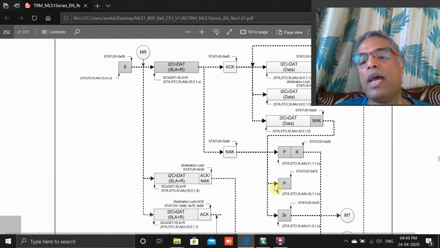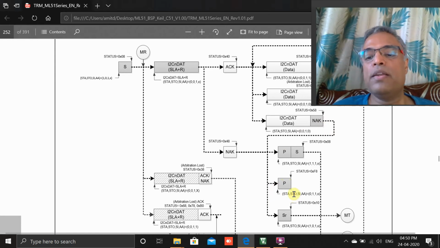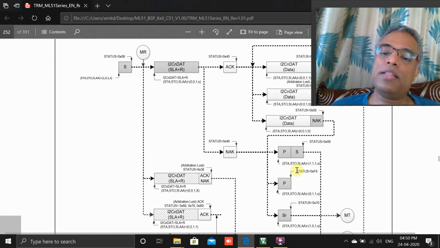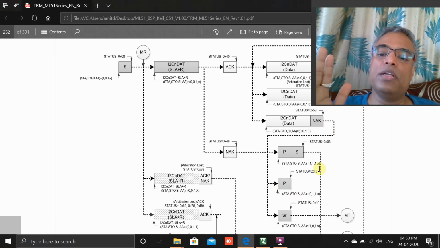So here at this point, after we receive the NAK, what the master must do is set the STO bit. Once the master sets this STO bit, then the stop condition will be generated and the status register will hold 0xF8 and no interrupt will be generated. Remember that whenever a stop condition is set, no interrupt is generated.